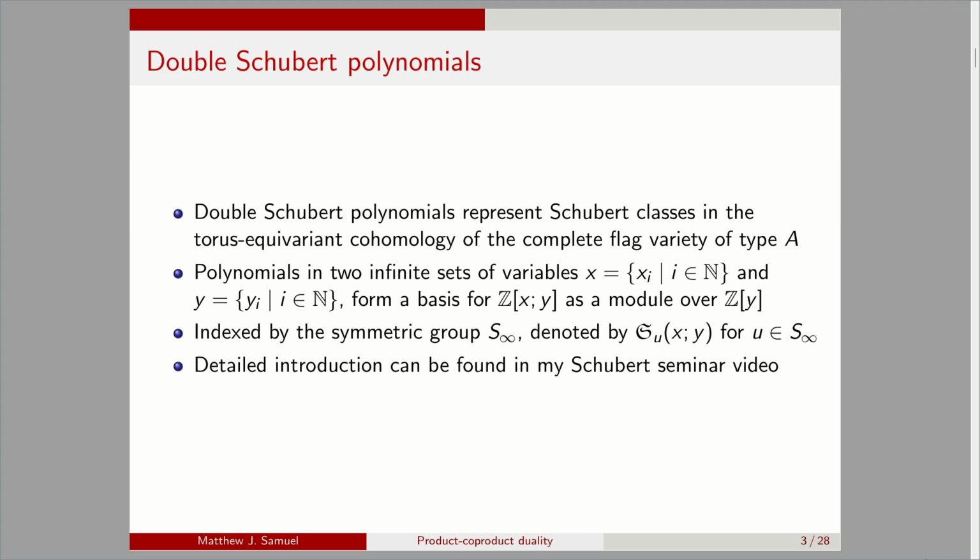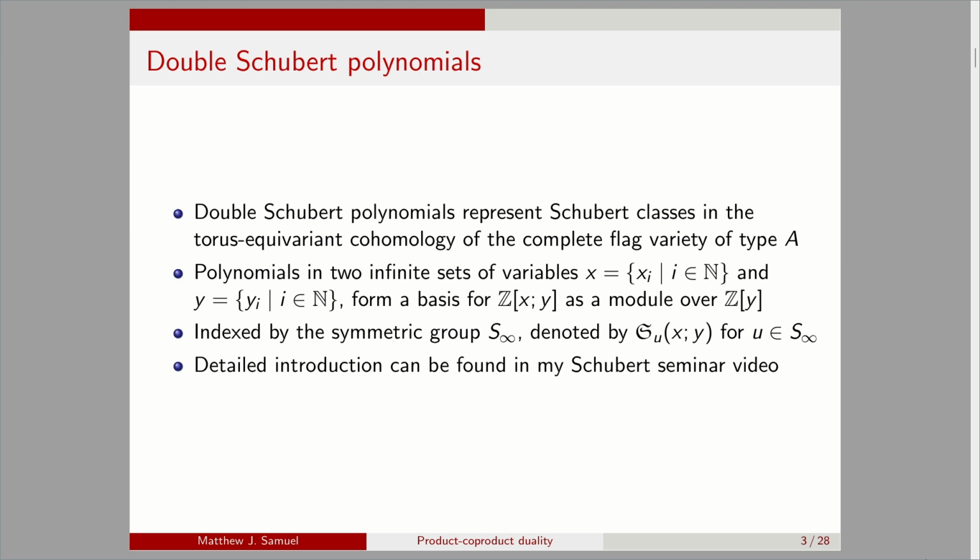So double Schubert polynomials, as in my other videos I'll mention, represent Schubert classes in the torus equivariant cohomology of the complete flag variety of type A. They are polynomials in two infinite sets of variables, which we abbreviate as x and y, but they're x_i and y_i as i ranges over all positive integers. And the double Schubert polynomials form a basis for the polynomial ring Z[x,y] as a module over Z[y].